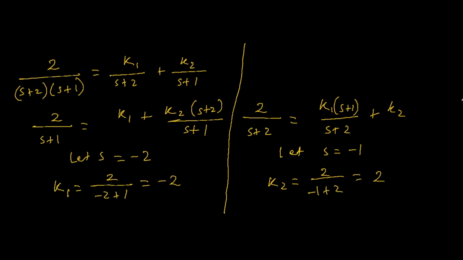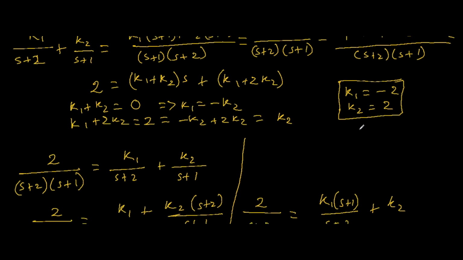Now let's just scroll up and see. We're having k1 as minus 2, k2 as 2. Is that what we had earlier on? That's exactly what we had earlier on.